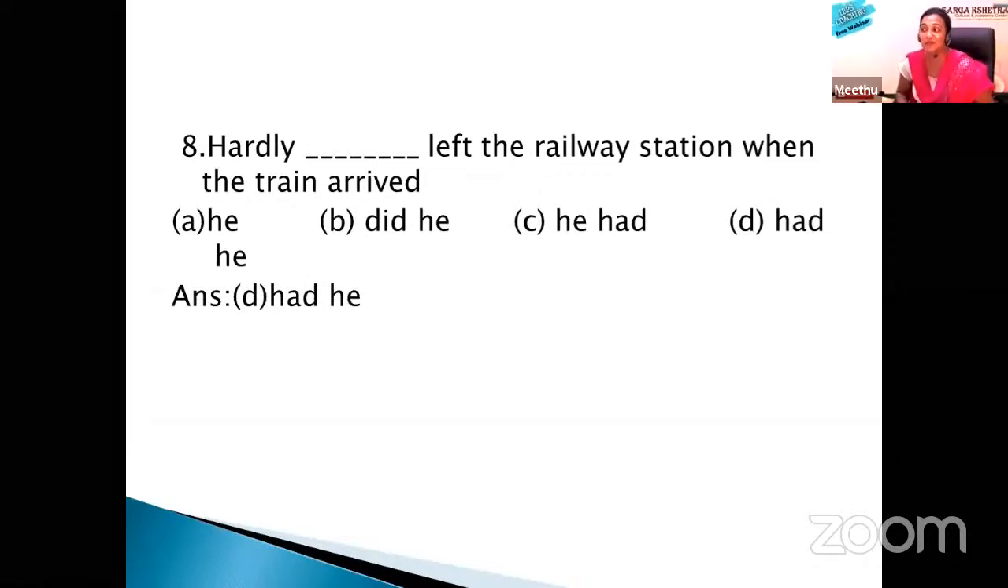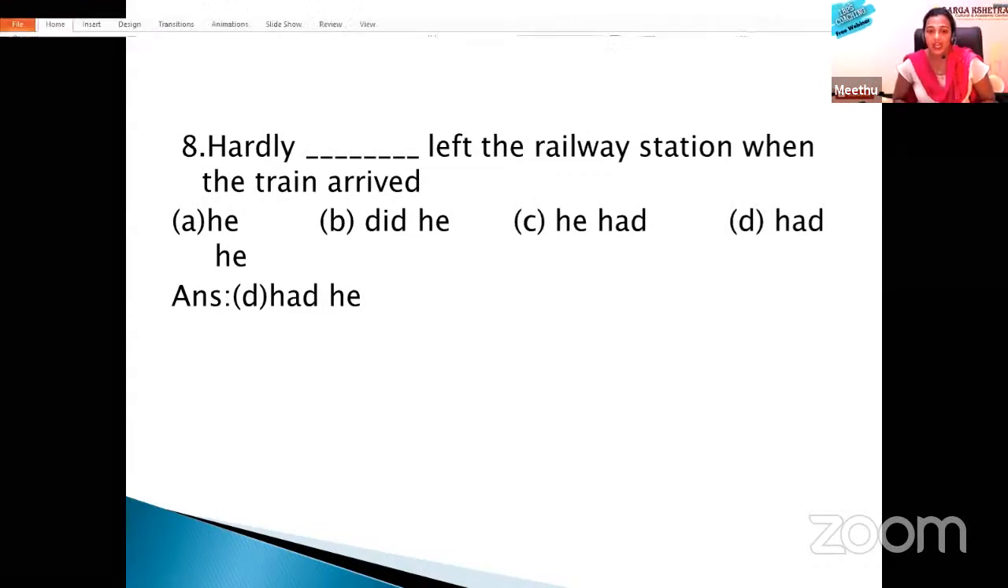When I said it is past tense, yes, you made the correct guess. Just understand the sentence. Hardly he had left the railway station. Hardly had he left the railway station when the train arrived. Because there is an adverb just before. The sentence is starting with an adverb. Hardly, it is an adverb.